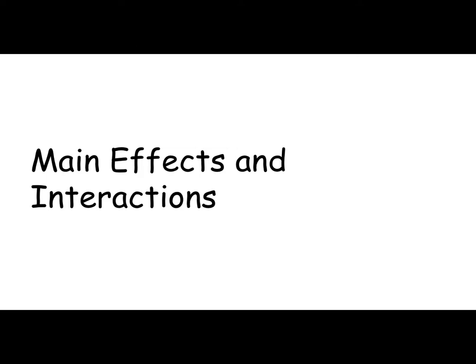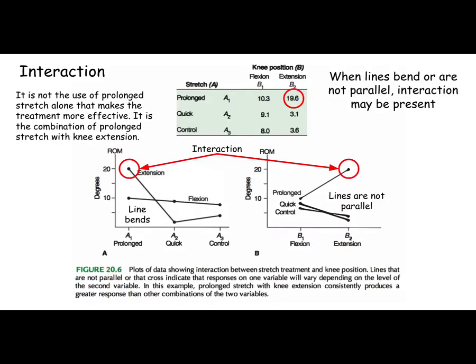Other terms you may hear in connection with the two-way ANOVA are main effects and interactions. An interaction means that the effects of one variable are not consistent across different levels of the second variable. In other words, different combinations of levels have different effects. On the slide, the graphs show an interaction between knee position and duration of stretch.